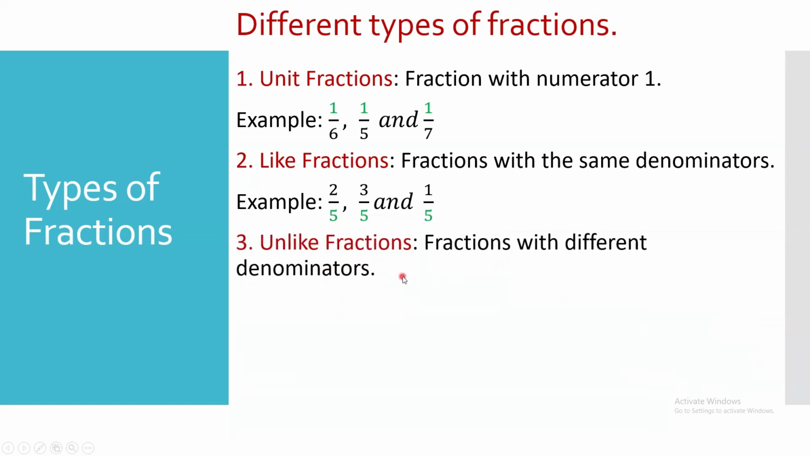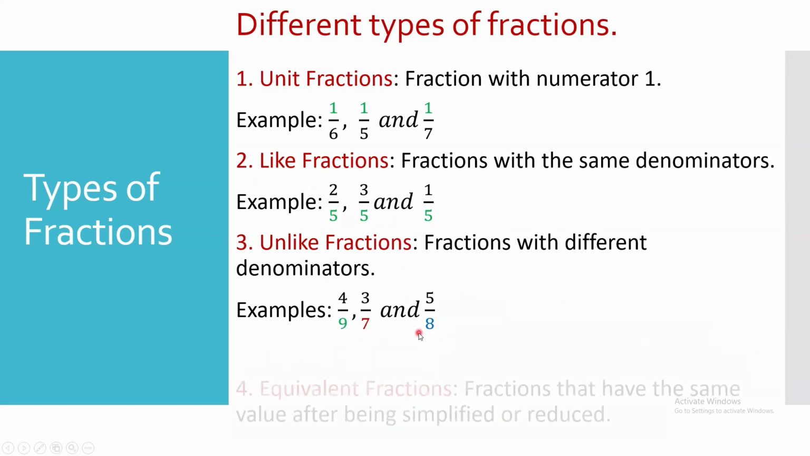Unlike fractions are fractions with different denominators. If the denominators are different, like 9, 7, 8, these are not the same. So these are called unlike fractions. I think you can understand it very easily. Like fractions have the same denominators. Unlike fractions have different denominators.